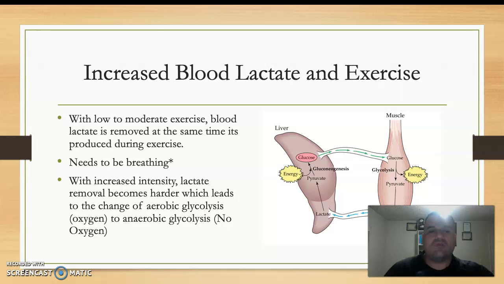Lactate removal becomes harder, which leads to the change of aerobic glycolysis, oxygenated, which was done in the video that we did previously, to anaerobic glycolysis, which is no oxygen. And basically, this illustration here describes how the muscle goes through general glycolysis and the Krebs cycle, and eventually ends up with the substrate of lactate, which then gets released and reabsorbed into the liver, and lactate is used to create pyruvate through the Cori cycle to create new glucose known as gluconeogenesis, which then sends the glucose back out into the body and reabsorbed into the muscle to create muscle movement or exercise based off of the increased intensity.